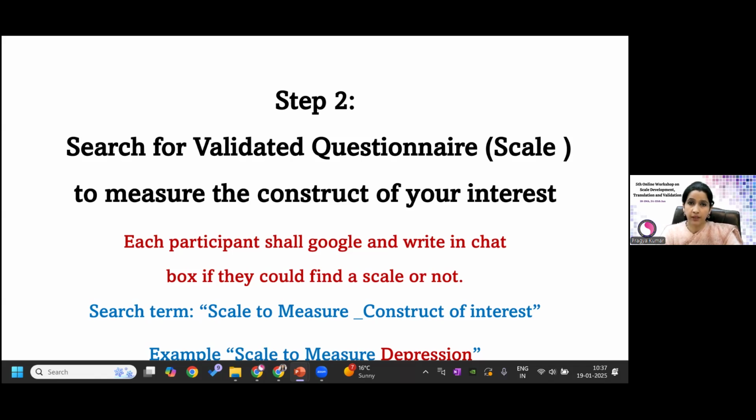So it is requested from all of you, since you have joined this workshop, maybe you have something in your mind. Can you all please write any construct here in the chat box. So Ravi is saying scale to measure anxiety. Ashwati is saying we have to many times start from scratch. Yes, Ashwati, I can understand.